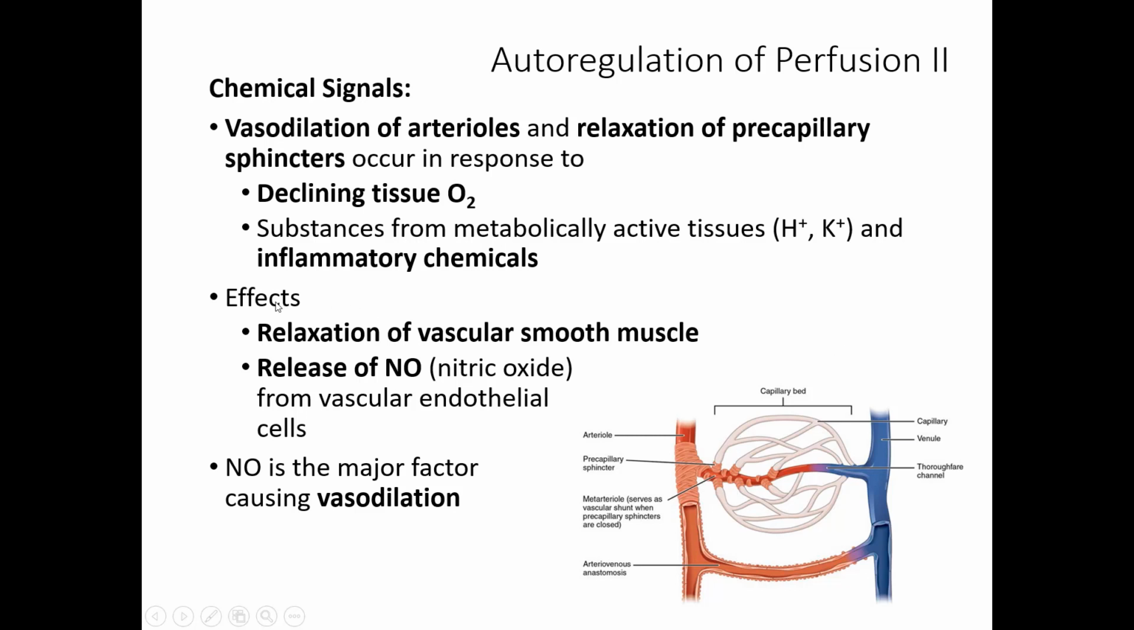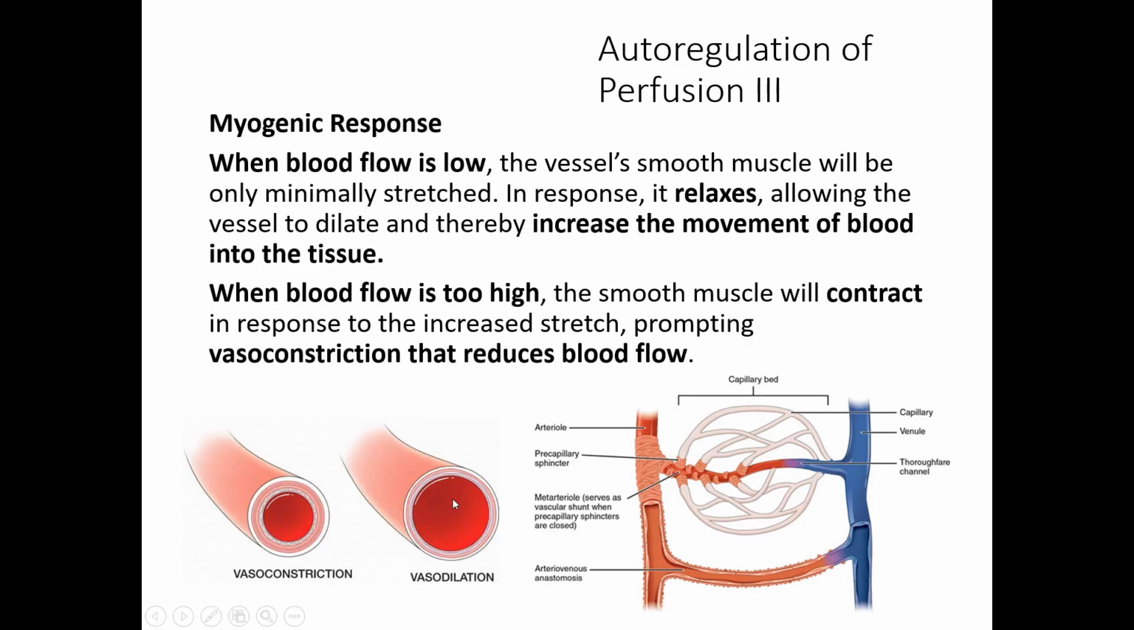So effects. Smooth muscles relax right here, and blood goes to the tissues. Vascular endothelial cells, or cells lining blood vessels, produce NO, nitric oxide, which is also a major factor causing vasodilation. Here's vasodilation: increase in blood vessel diameter. Decrease would be vasoconstriction.